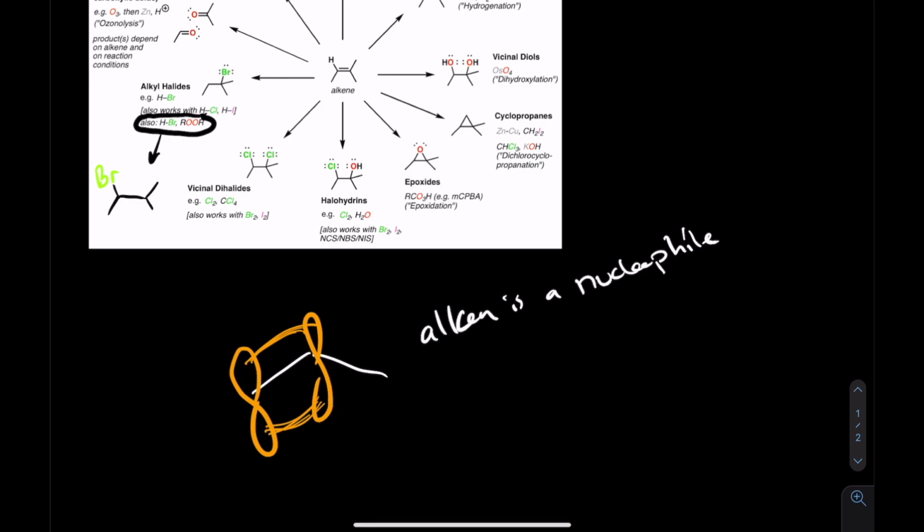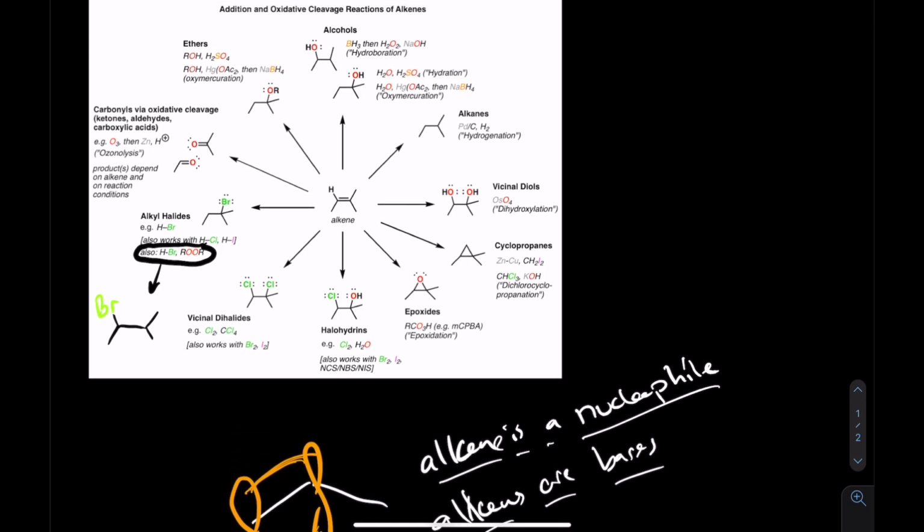And what are nucleophiles? Well, hopefully you know that by now, but they're essentially electron rich. They're electron rich things that attack stuff with their electrons. And that also means that they're possibly bases. And as it turns out, alkenes are bases. All right? So if you just remember that alkene is a nucleophile and that alkenes are bases, you will be able to do essentially all of these reactions.